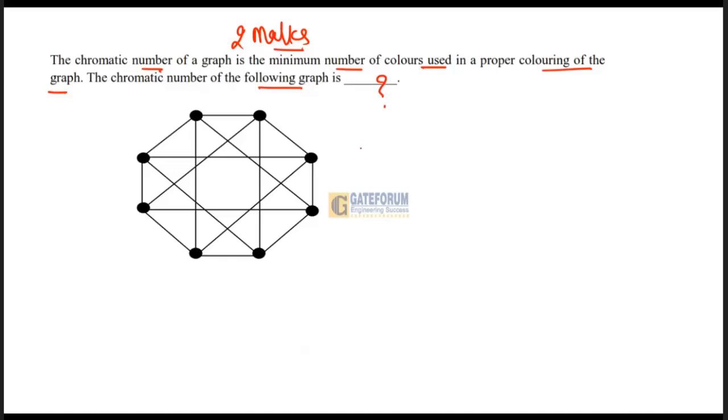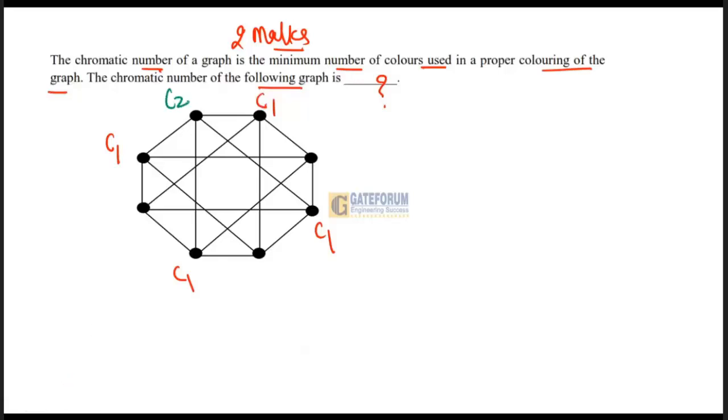You can choose any vertex and any color. Let's say I'm choosing color 1 here and color 2 here. If I am choosing color 1 here, I cannot choose color 1 on the adjacent one, but I can choose color 1 here. I cannot choose color 1 here, I can choose color 1 here. I cannot choose color 1 here, but I can choose color 1 here, right? Now color 1 is not possible here, here, and here, because they are adjacent. So I need to choose a separate color for the adjacent ones.